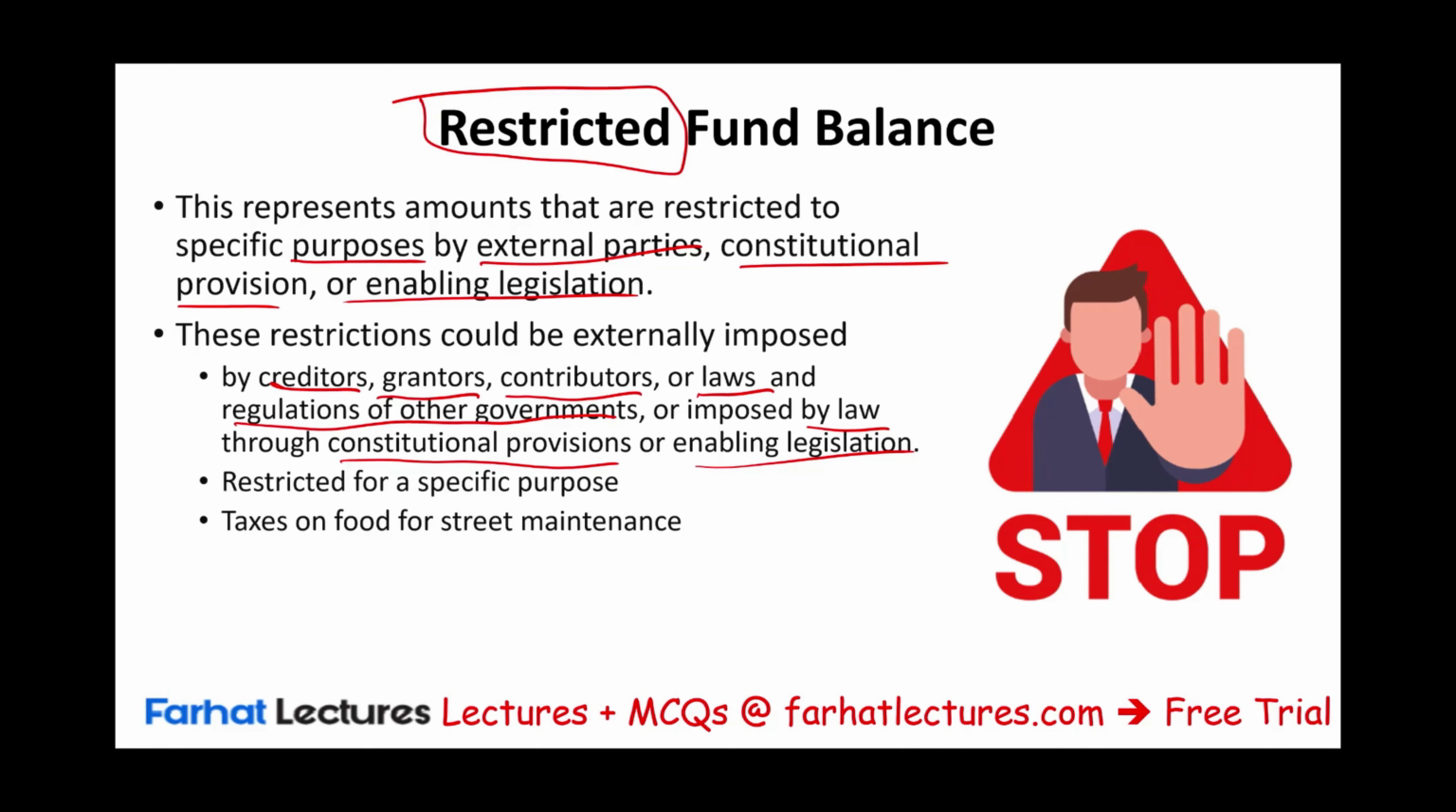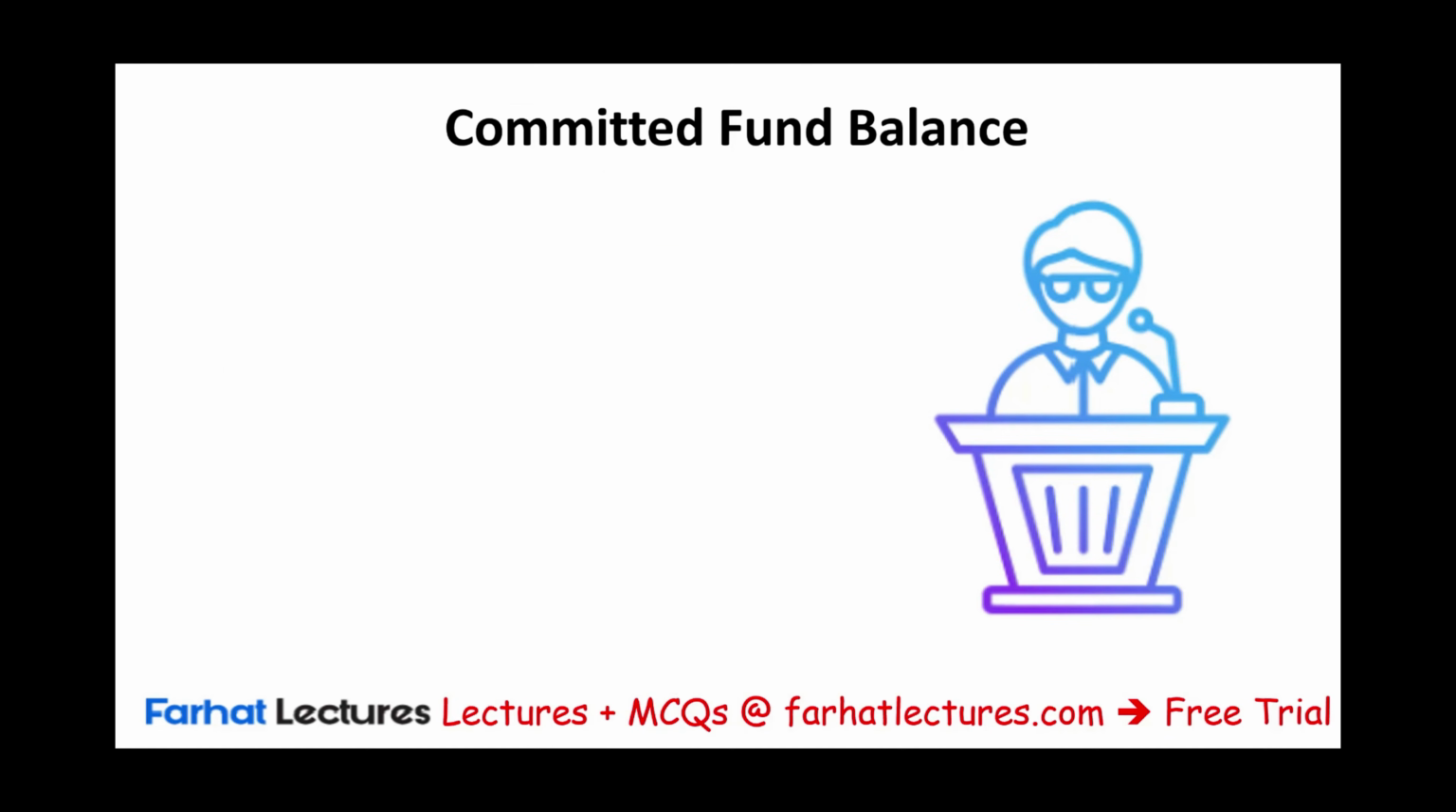For example, we have a law that collects taxes on food, and that tax on food is to maintain the streets. It's restricted. The money collected is restricted. It's the most constrained category. It's the highest constrained category. We're going to go from restricted to committed.